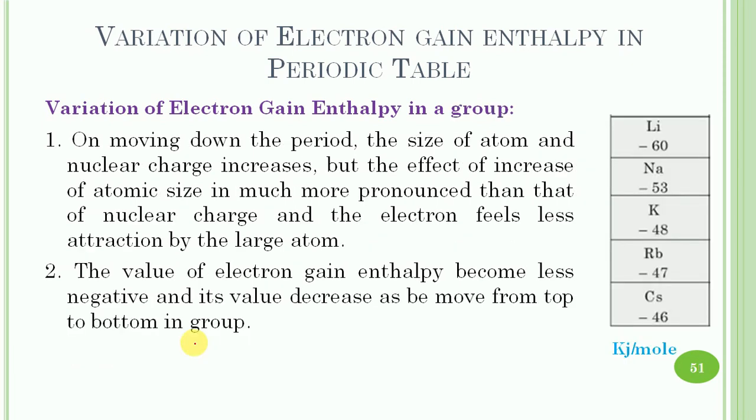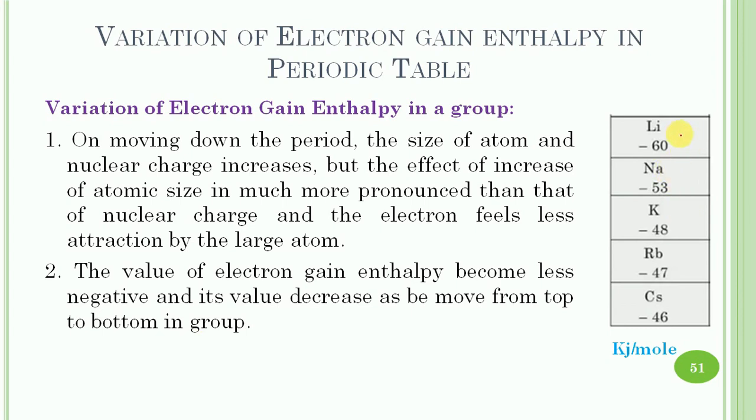Variation of electron gain enthalpy in a group. On moving down a group, from top to bottom, the size of the atom and the nuclear charge increase. But the effect of the increase in atomic size is much more pronounced than that of the nuclear charge, and thus the additional electron feels less attraction due to the larger size of the atom. Consequently, electron gain enthalpy becomes less negative.